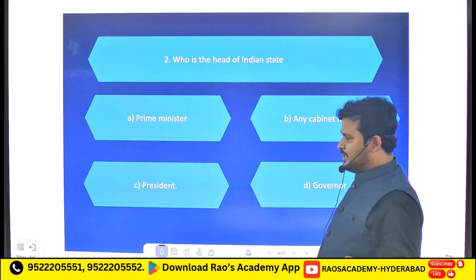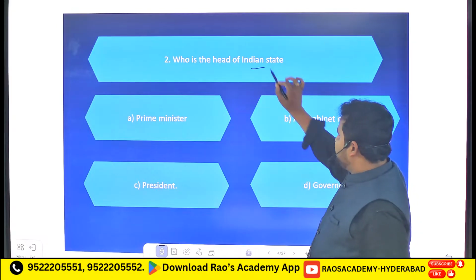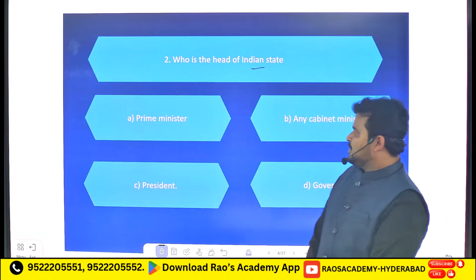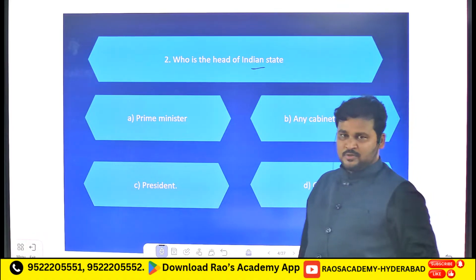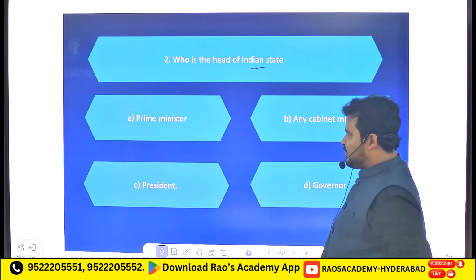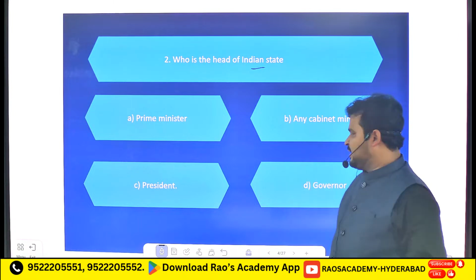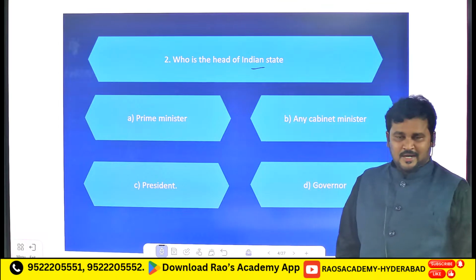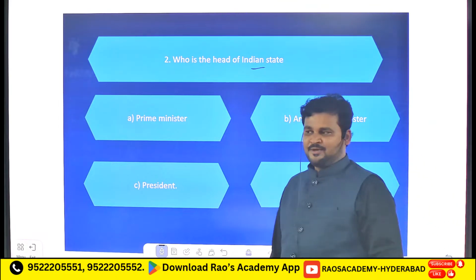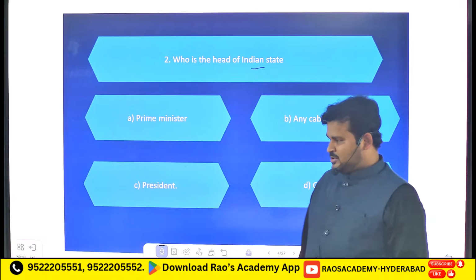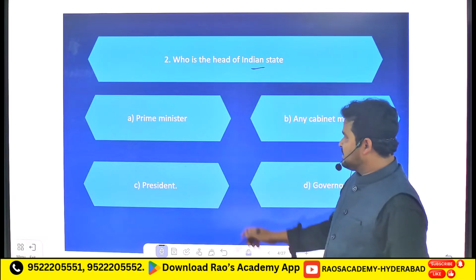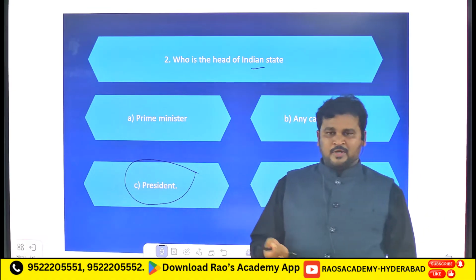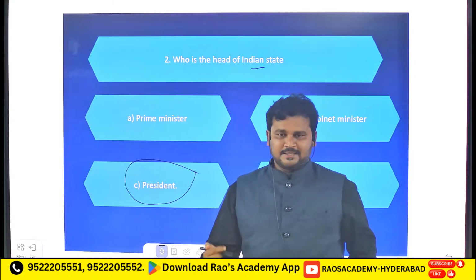Then the next question is: who is the head of the Indian state? The options are A, Prime Minister of India; B, any cabinet minister; C, President of India; and D, Governor. Please try to answer in the comment box. I think most of the students have given the answer as C, President of India. Of course, the President of India is the head of the state.